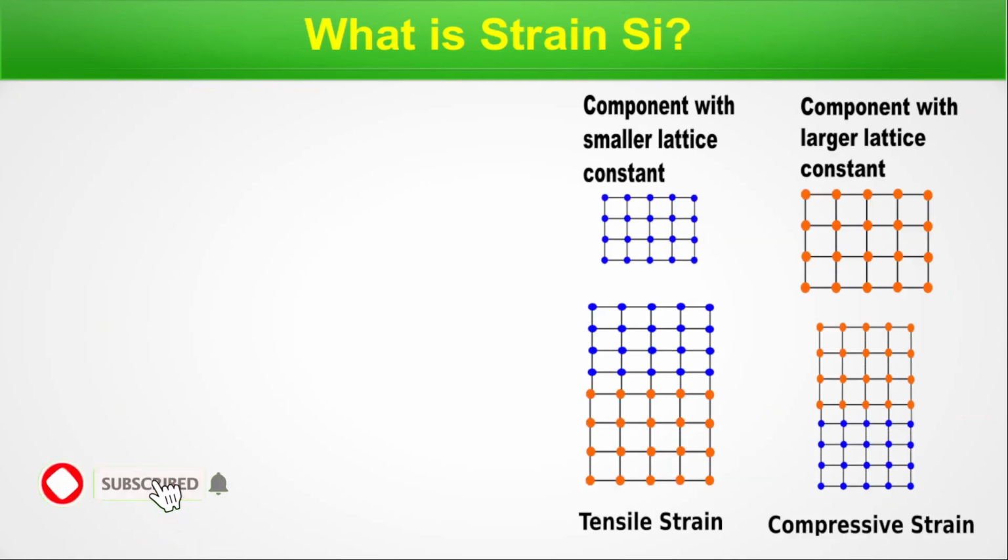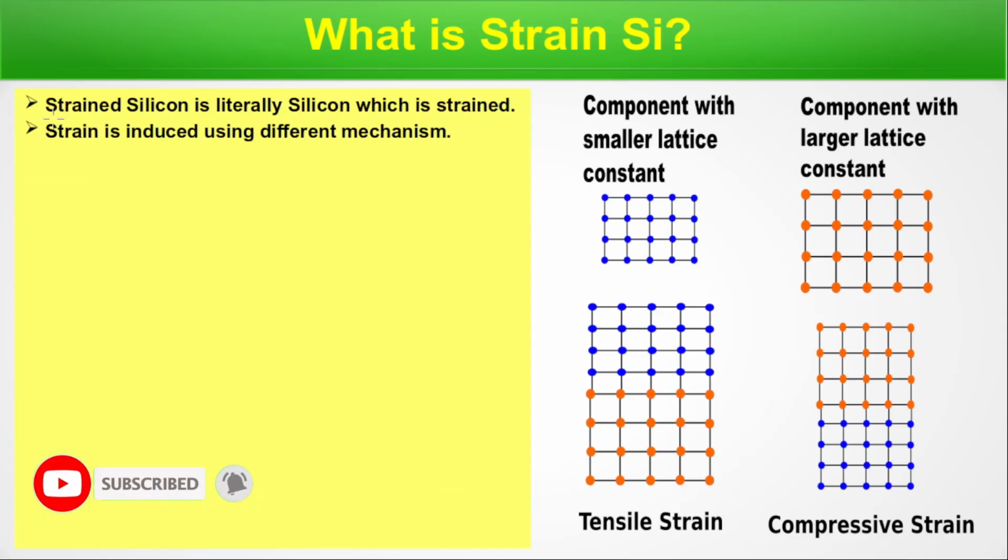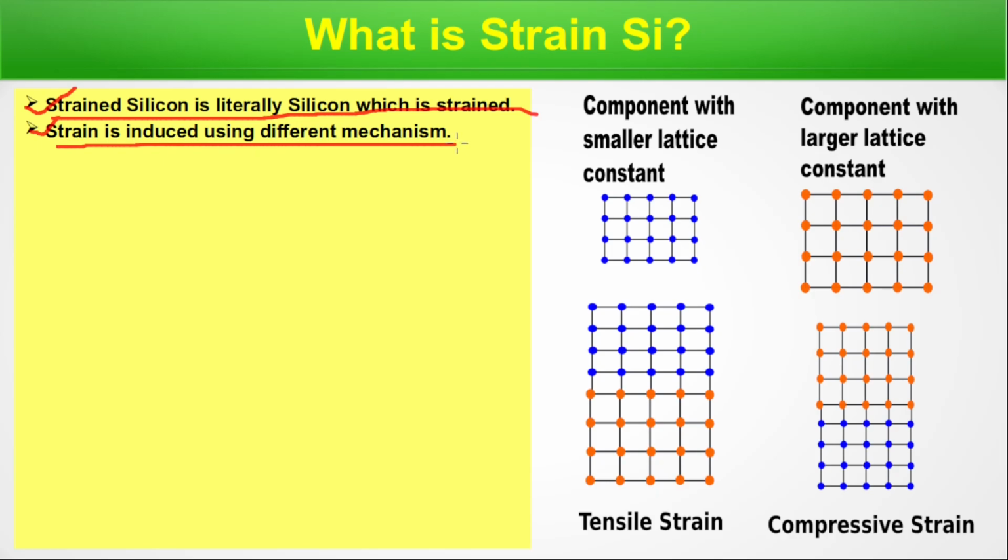What is strained silicon? Strained silicon is literally silicon which is strained. Yes, conventional silicon, when it's strained, that is called strained silicon. We need to introduce strain in conventional silicon so that its band structure and lattice constant change and give the boosted mobility. So strain is induced using different mechanisms.